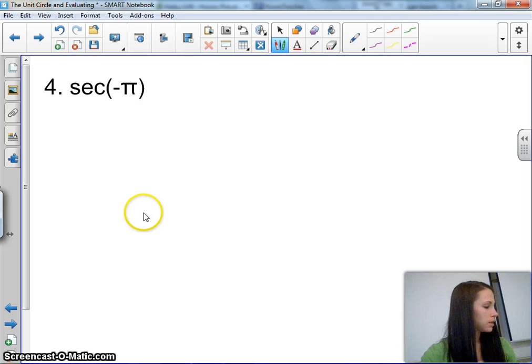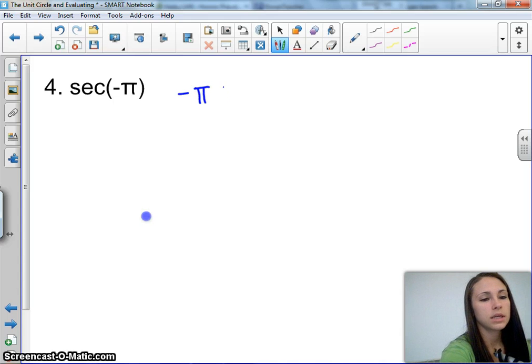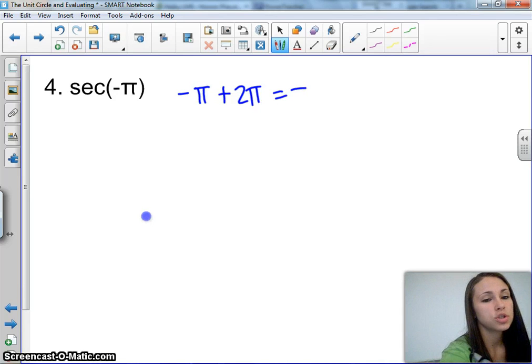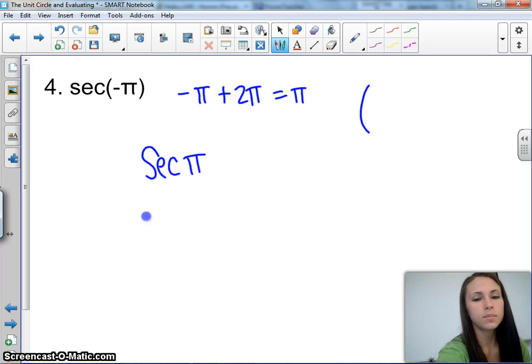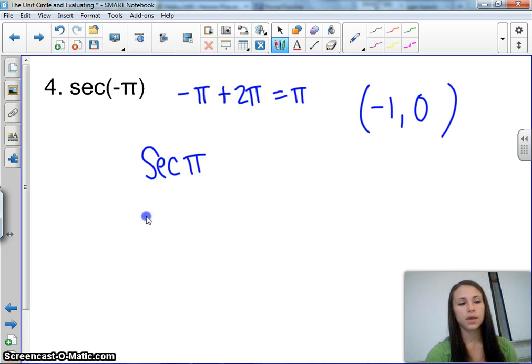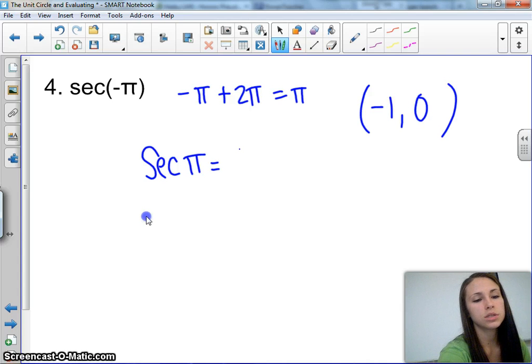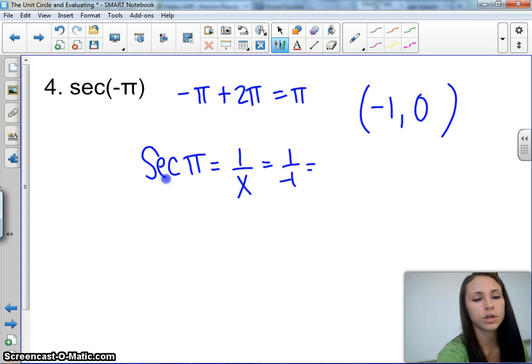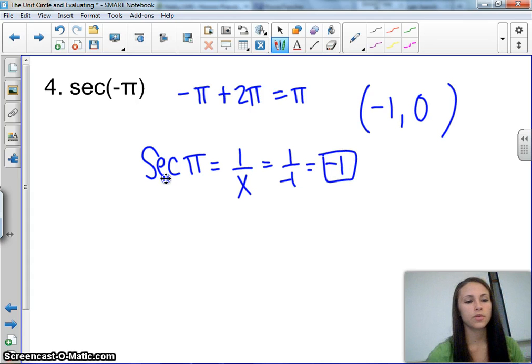Alright, I think this is the last one, possibly, yes. So secant at negative pi, I'm going to take negative pi and add 2 pi. This one I don't have to get a common denominator. Negative pi plus 2 pi is just going to give me pi. So I'm finding the secant at pi. Now, if you go to the point on the unit circle at pi, that should be negative 1, 0. And so the secant is just 1 over, secant goes with cosine, so it would be 1 over the x. So 1 over negative 1 is just going to give me negative 1 for the secant at pi.